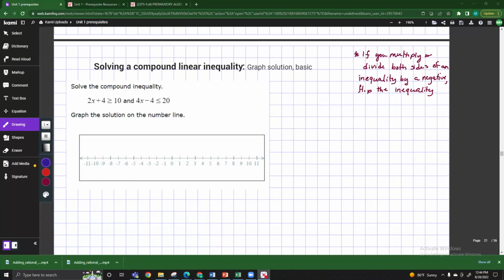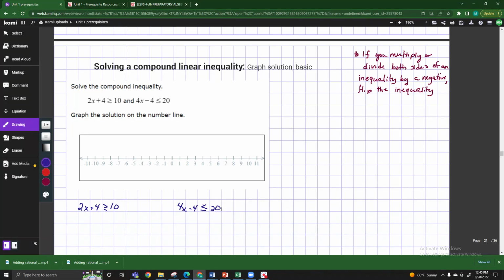Solving a compound linear inequality, and we're going to graph the solutions so we don't have to put them as an inequality again. With these, that just means we have two parts, so two inequalities. They could be together, they could be separated with an "and" or an "or", but we're going to do each part by itself. So to start with, we have 2x + 4 ≥ 10, and then the other one that we're going to solve is 4x − 4 ≤ 20.